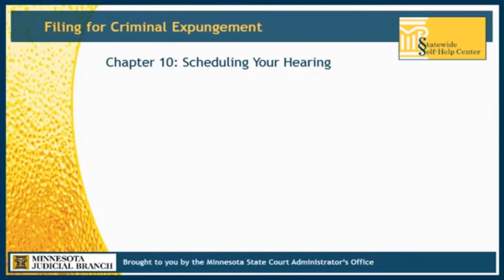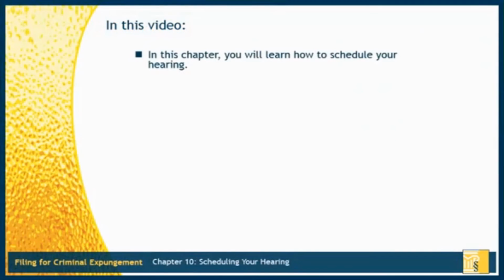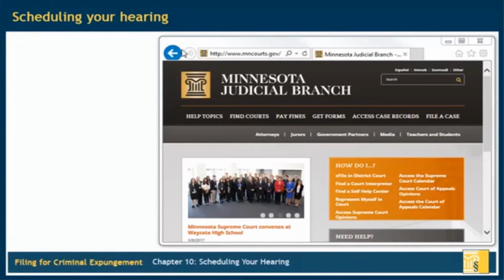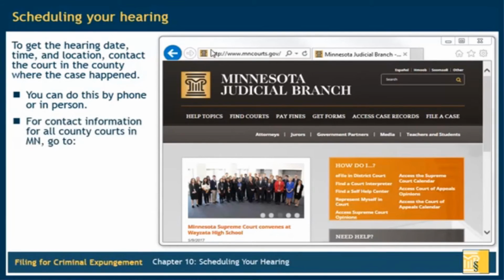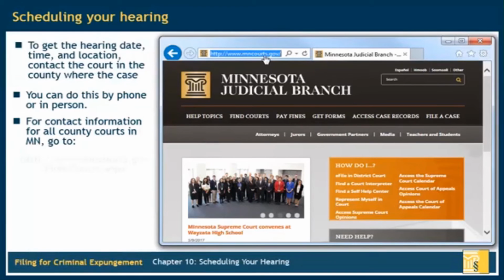Chapter 10. Scheduling your hearing. In this chapter, you will learn how to schedule your hearing. Once you've completed the forms as described in Chapters 2 through 9, you are ready to schedule your hearing. To get your hearing date, time, and location, contact the court in the county where the case happened. You can do this by phone or in person. You can find contact information for all county courts in Minnesota by going to the web address listed on the screen.